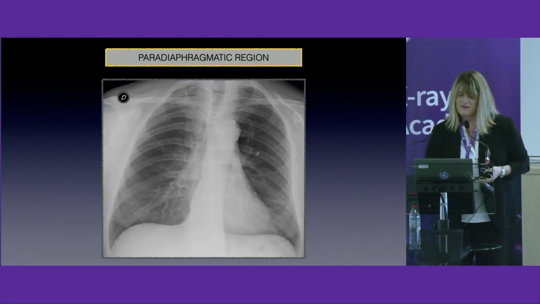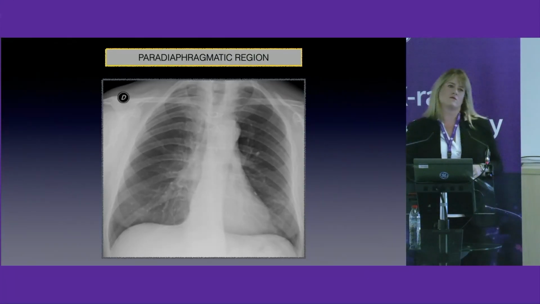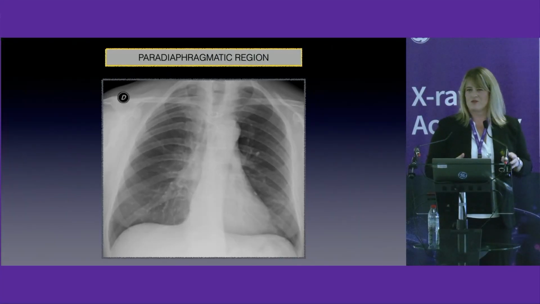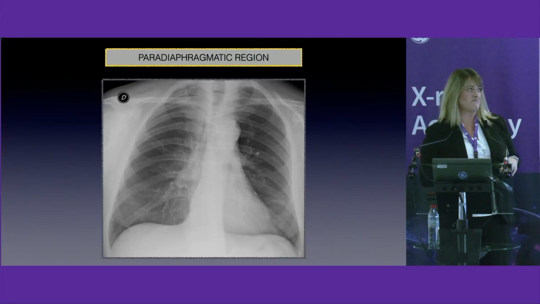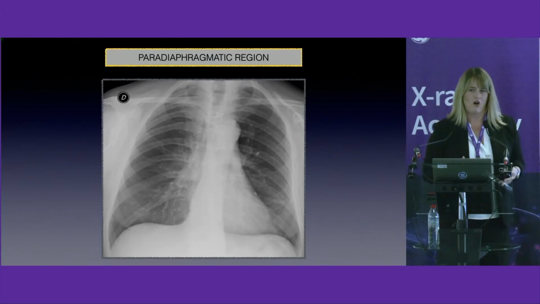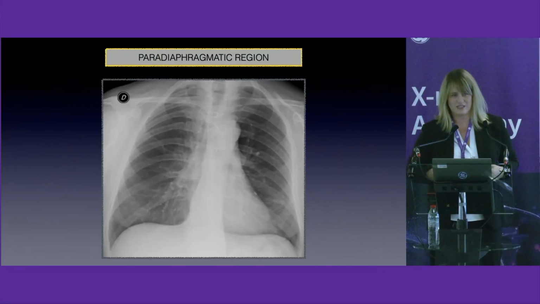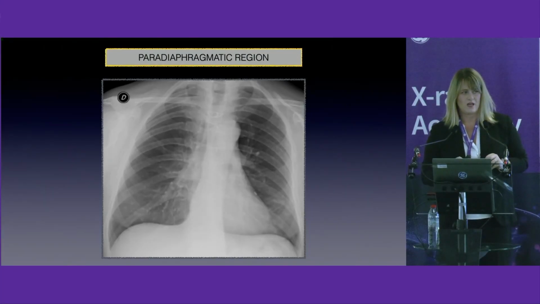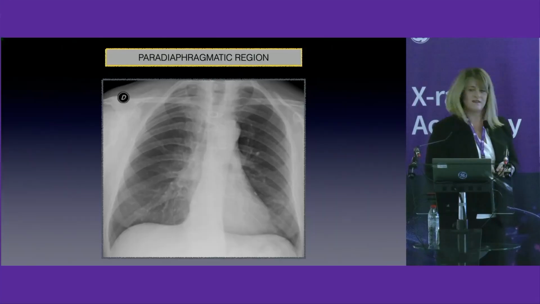And here in the paradiaphragmatic region, which is very difficult because we know that in the frontal projection we can see about 75% of the lung parenchyma. So sometimes we need, no, every time that we can, we have to take a lateral projection. But the paradiaphragmatic areas are very challenging. So can you see anything?